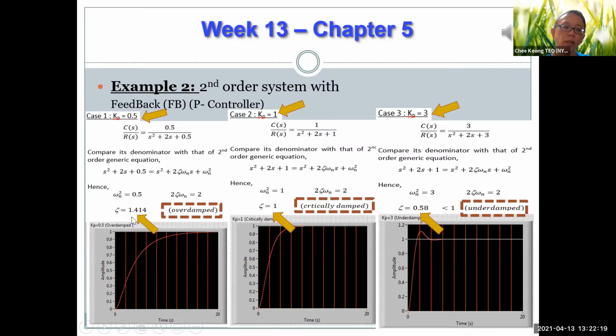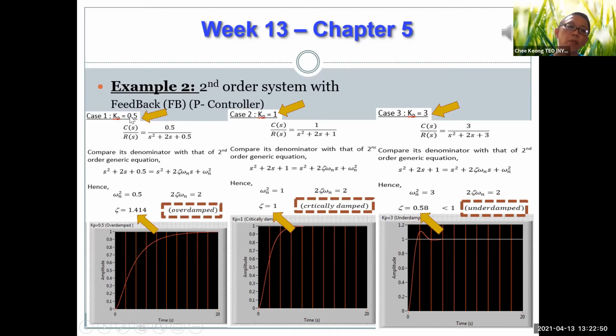By looking at this, we can see that this is an overdamped case because zeta is actually 1.414, much greater than 1. For the second case, zeta is just nice at 1, so this is what we call a critically damped case. For the third case, when Kp is 3, zeta is actually 0.58, so this becomes an underdamped case.